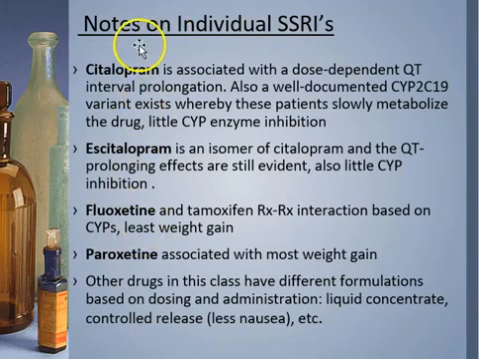So interesting notes on the individual SSRI. Citalopram is associated with a dose-dependent QT interval prolongation. There's also a well-documented CYP2C19 variant, and that really plays a role in patients that are on warfarin as well. Escitalopram is an isomer of citalopram, and so you see some of those QT elongation effects, but it lacks the enzyme inhibition pathways. Fluoxetine, we talked about those drug-drug interactions, in terms of the CYP enzymes.